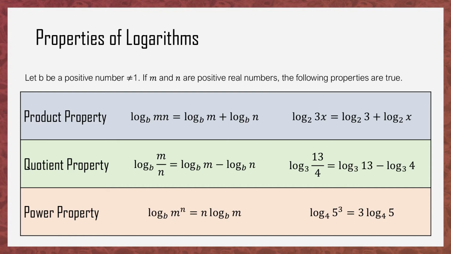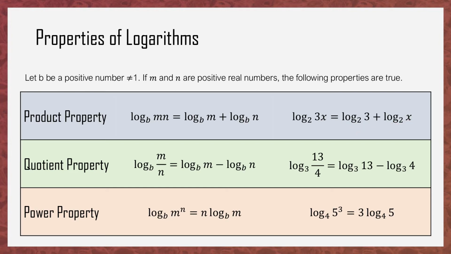All right, so the product property: log base b of mn equals log base b of m plus log base b of n. And let's see that with numbers. So log base 2 of 3x equals log base 2 of 3 plus log base 2 of x.